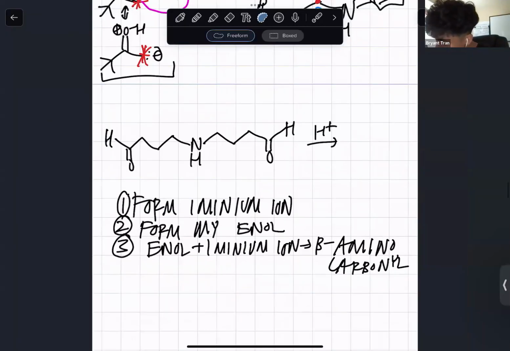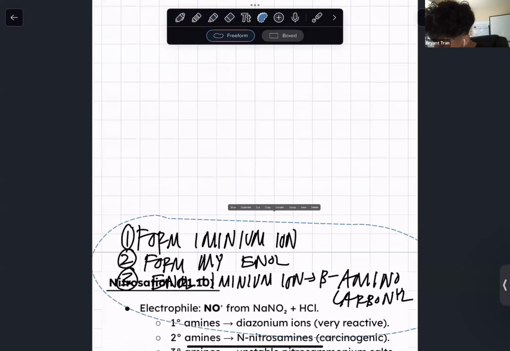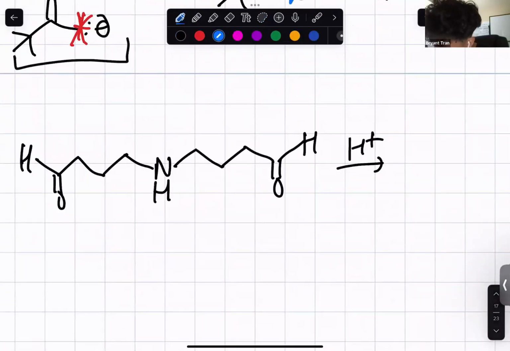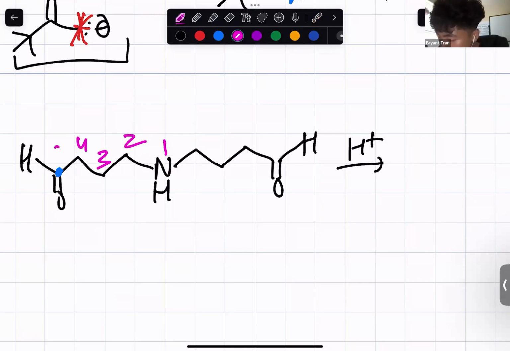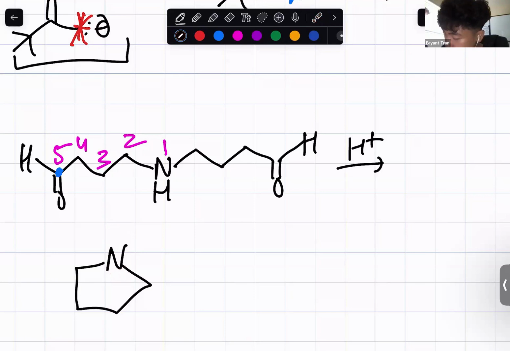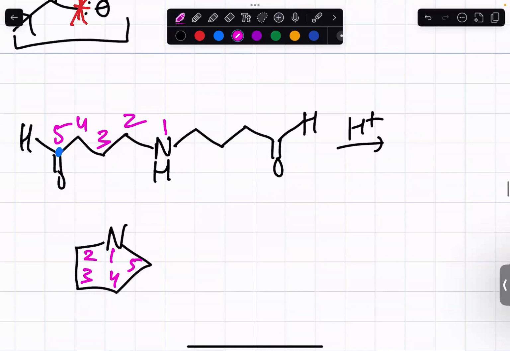Okay, so let's do the first step. We see that this is the carbonyl carbon that's going to make an iminium with this nitrogen here. So here's a tip: number it from the nitrogen to the carbonyl to see how many membered ring you're going to form. We're going to make a 5-membered ring here, and one of the atoms of the 5-membered ring is this nitrogen atom right here. So I'm going to number it 1, 2, 3, 4, 5, like that. 5 has the carbonyl.